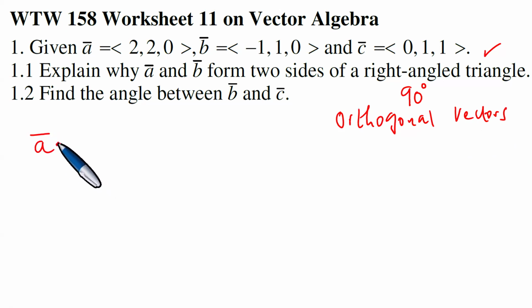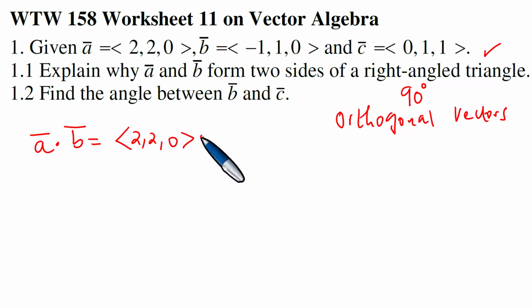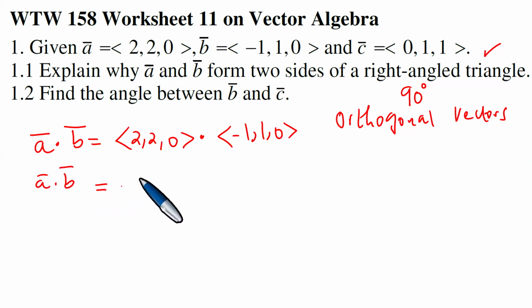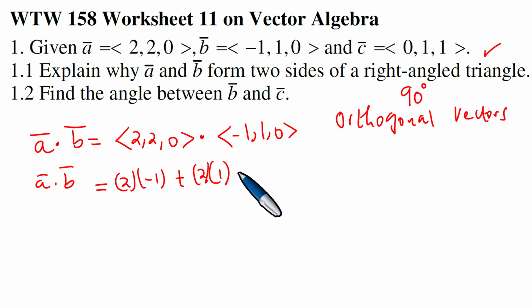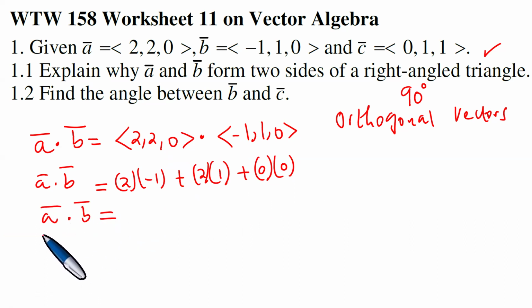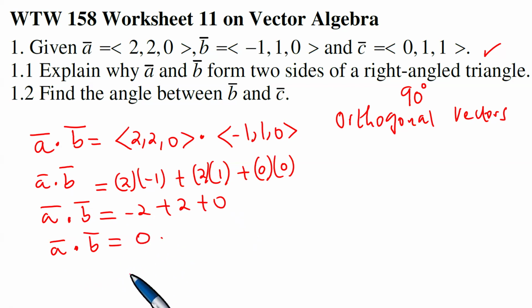We attempt to find the vector dot product of A and B, which is (2, 2, 0) dot (-1, 1, 0). We compute the vector dot product. Component-wise multiplication means the first component is multiplied by the first component, the second component of the first vector by the second component of the second vector, and the third by the third. The result is -2 plus 2 plus 0, which equals 0.